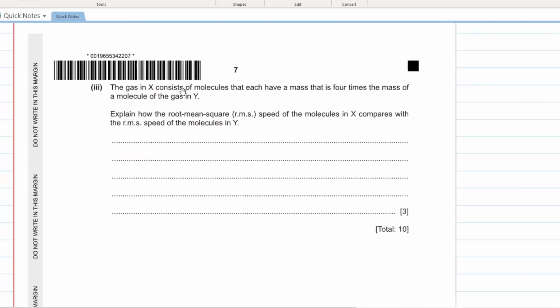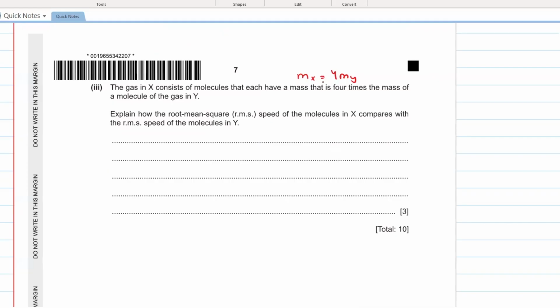The gas in X consists of molecules that each have a mass that is 4 times the mass of a molecule of the gas in Y. Okay, now let's write this down somewhere. The gas in X consists of molecules that have a mass that is 4 times the mass of the gas in Y. So the mass of X is what? 4 times the mass of Y. Perfect. Explain how the root mean square speed of the molecules in X compares with the root mean square speed of the molecules in Y.